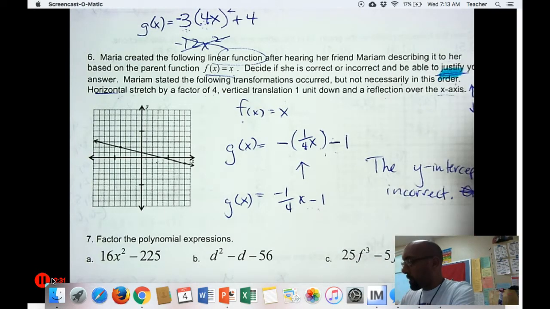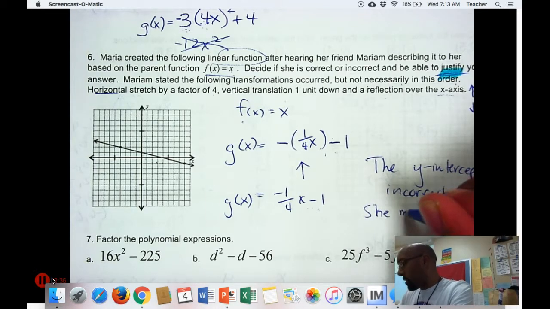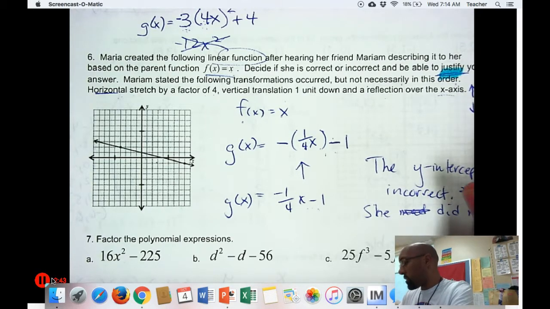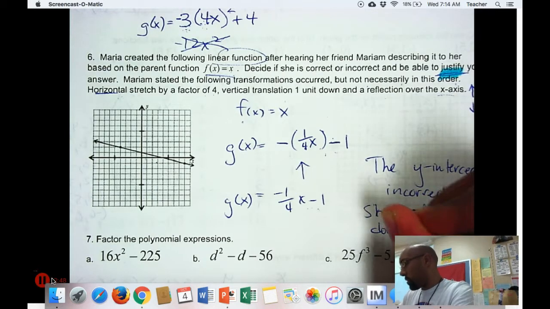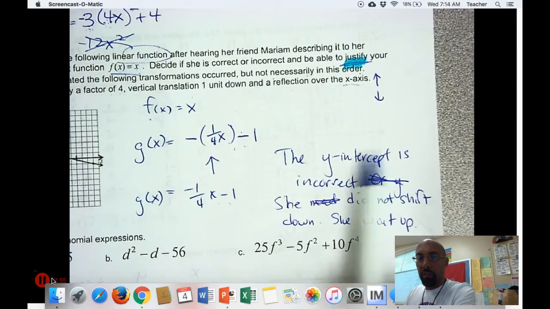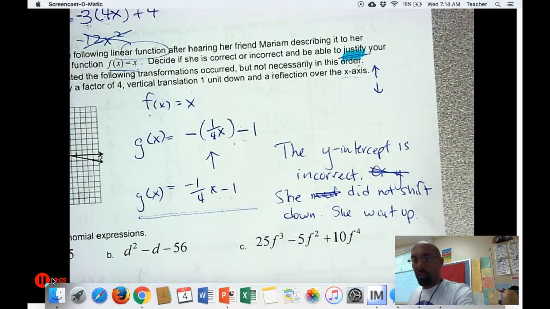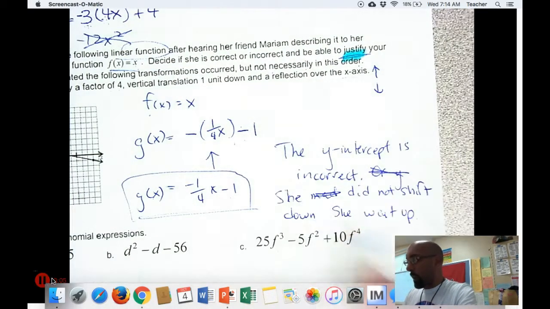Or you can say that she shifted down, or she went up. Okay, somehow justify it. I'm not saying you have to have all this information here, but I wanted some kind of explanation of what she did wrong. Okay, and then make sure you state what the actual function should be. That's the key part. This, and then an explanation.